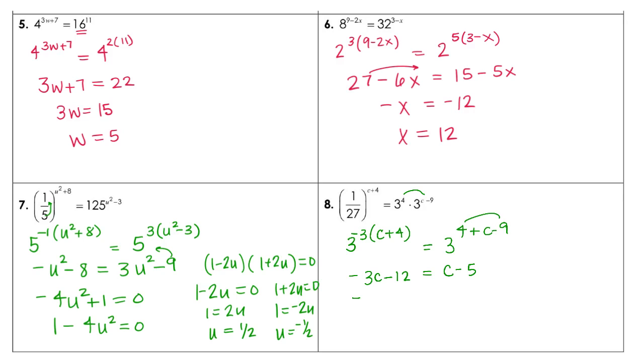So solving this equation, I have negative 4c equals, and I'm going to add over there, and it looks like we get 7. So c equals negative 7/4.